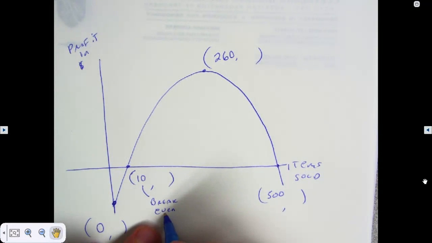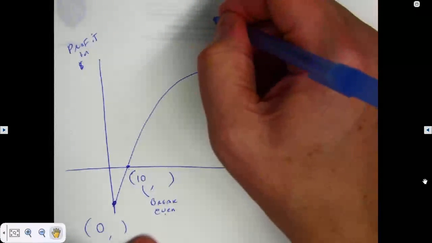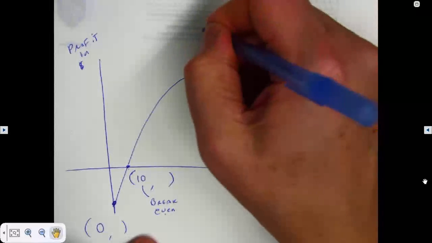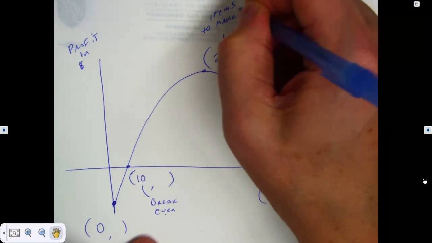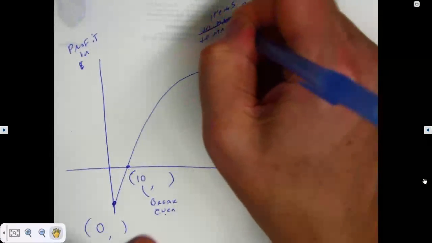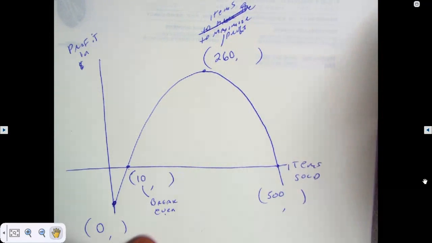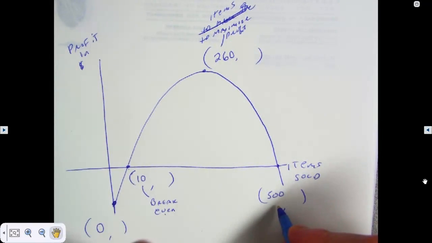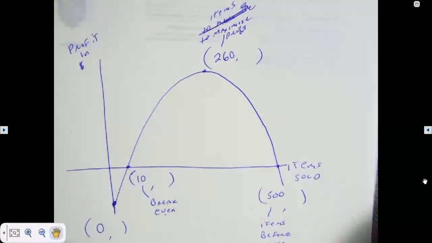So this break-even point is at 10. This is the 260 items to make the most money, to make the highest profit, or I should say to maximize profit, right? Maximize profit, but it's not the profit itself, it's the number of items. And the 500 down here, these are items before you start losing money. Before you lose money, all right?